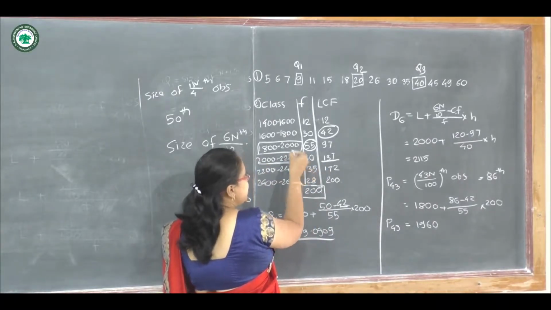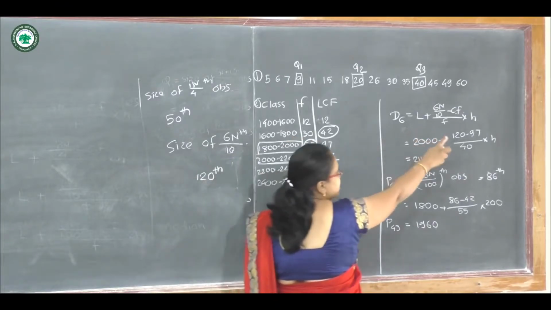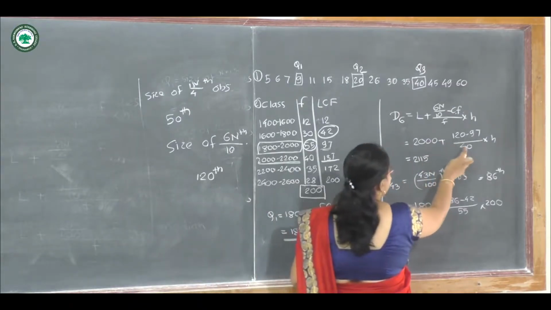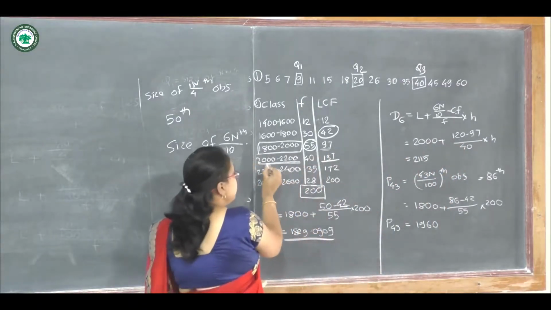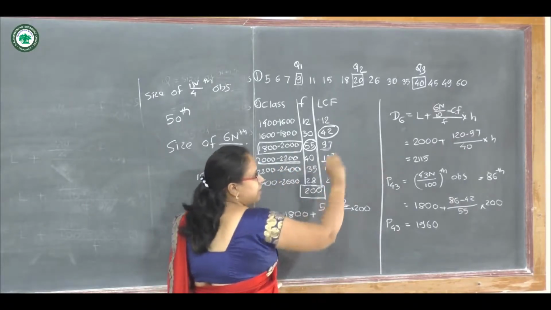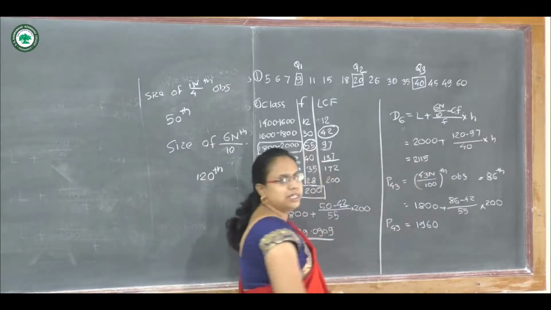Here 6n upon 10 is 120. CF means the cumulative frequency of the previous class, which is 97. So we take 97 divided by F, where F is the frequency of this 6th decile class, which is 40. So I have written 40, and the calculations are very easy. So this is the 6th decile.